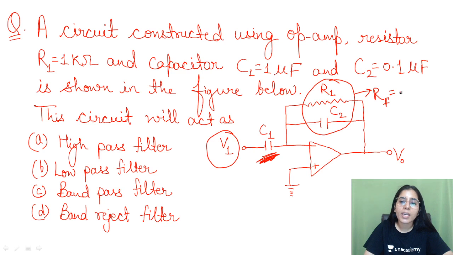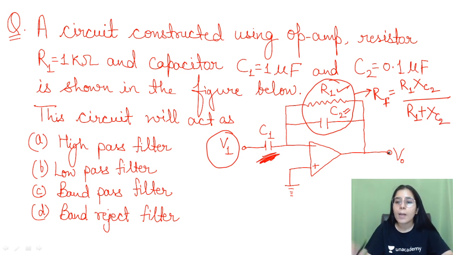It will be the product of this resistance with the impedance of this one, so I'm going to write it as R1 x XC2, that is the impedance of the other capacitor present there, upon the sum of these two, that will be R1 plus XC2. This is how you will write it. X is representing here the impedance of that other capacitor. So it is the feedback resistance you will have now.